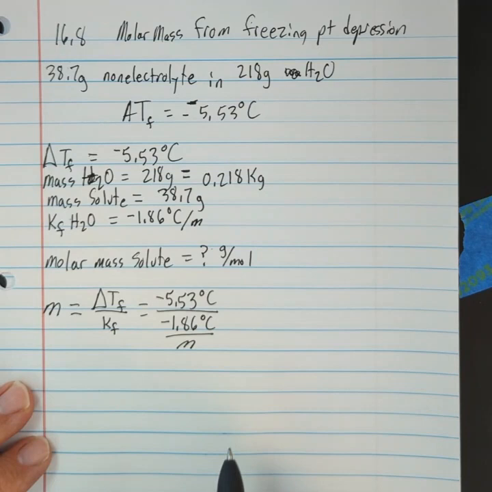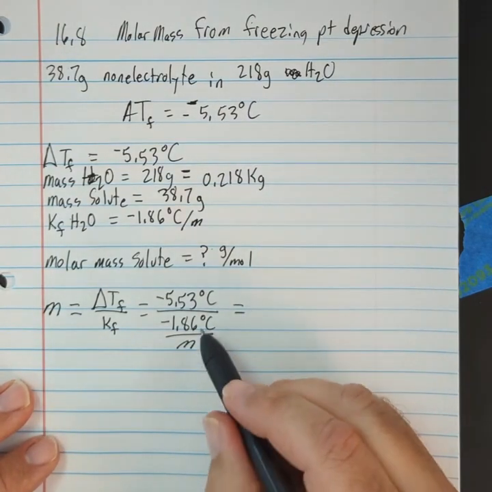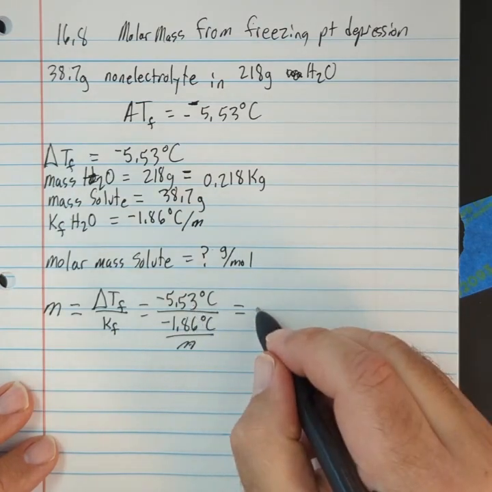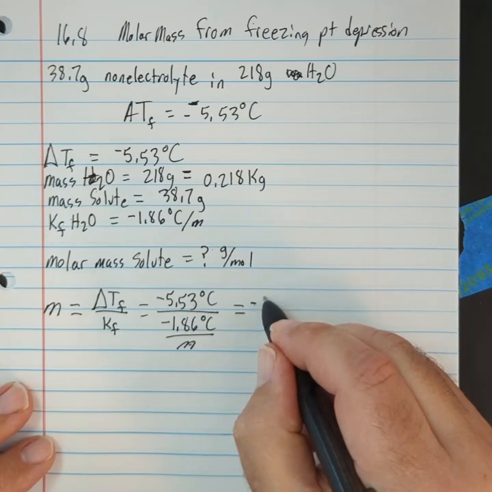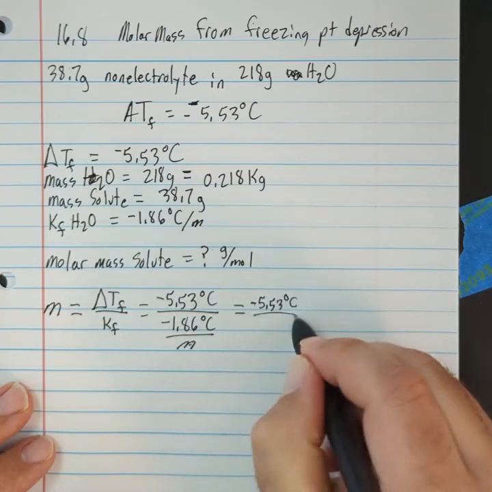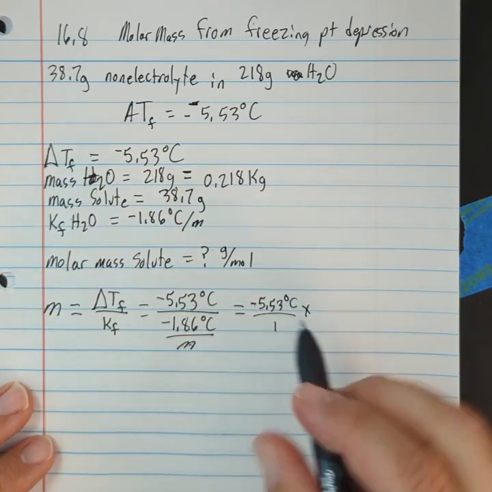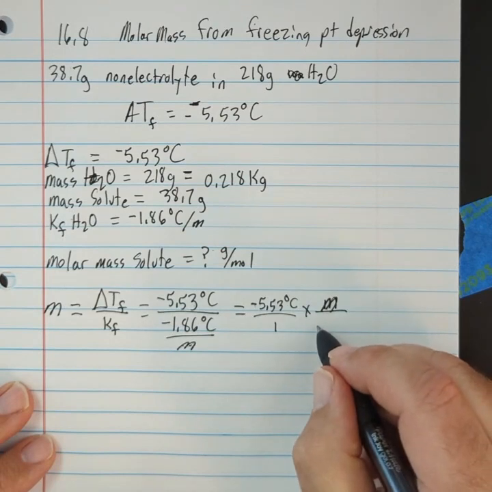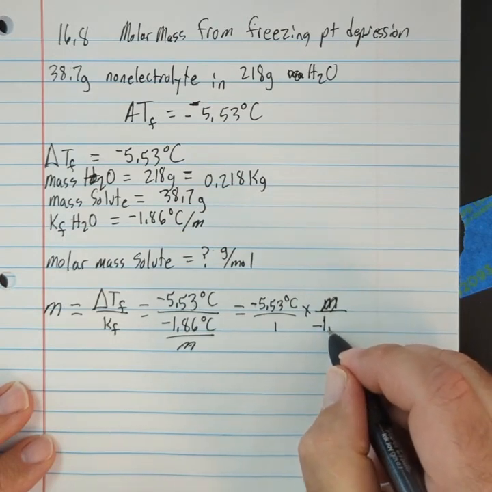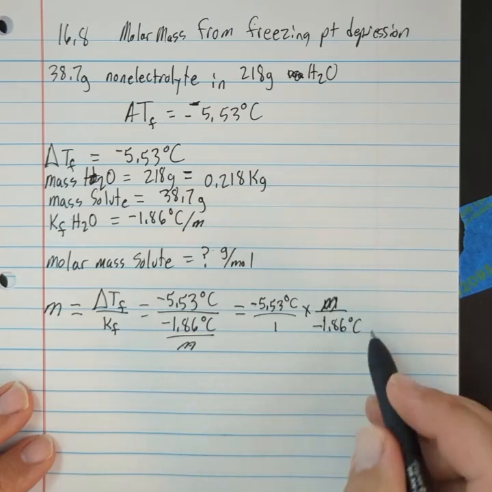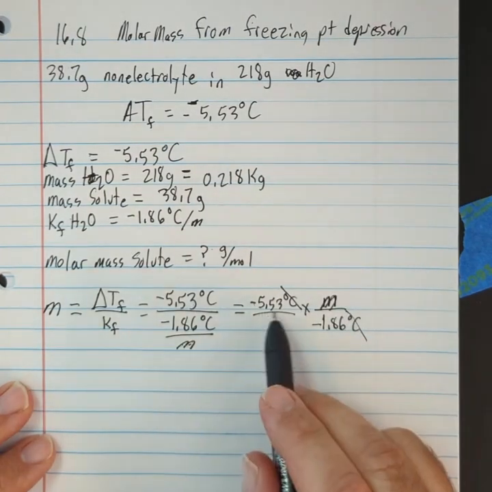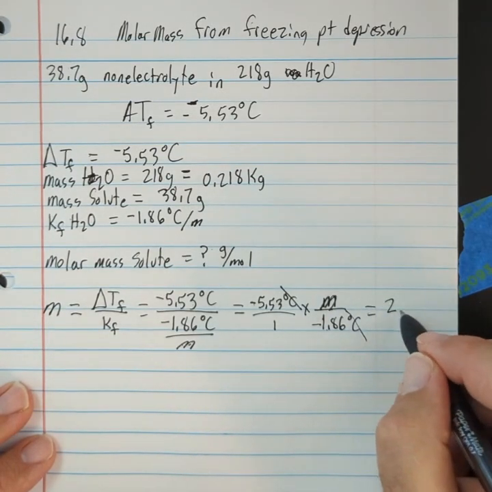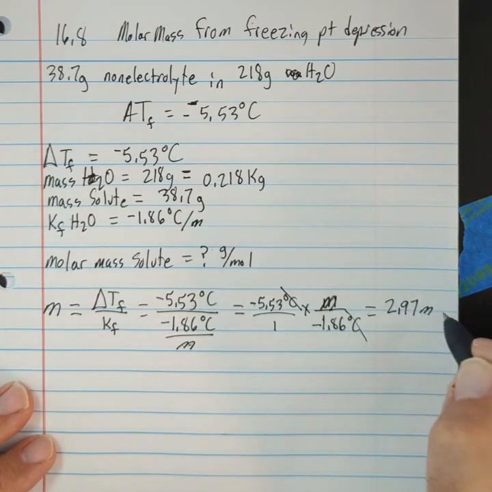All right. So what's going to happen is mathematically, this is a fraction divided into a fraction. So really what we're going to have is negative 5.53 degrees Celsius over 1 times the reciprocal of this, molal over negative 1.86 degrees Celsius. This means our degrees Celsius cancel out and we'll be left with molal, which is what we want. And so then we get 2.97 molal. All right.